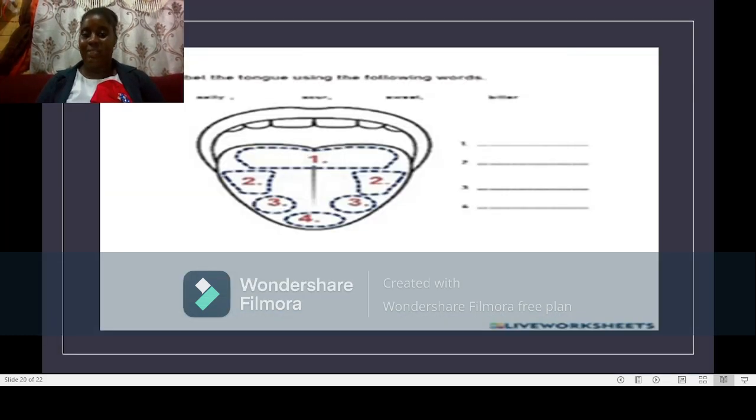Now this activity entails you drawing and labeling the parts of the tongue. However, this picture is not very clear, but you can find a clear version of this picture in our Google Classroom. So I would like you to draw and label the parts of the tongue and take a picture of your work and send it to me so I can mark it.